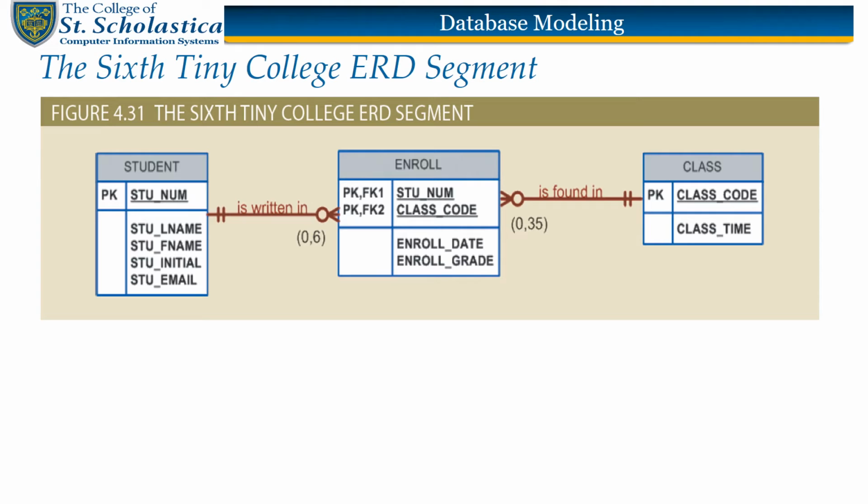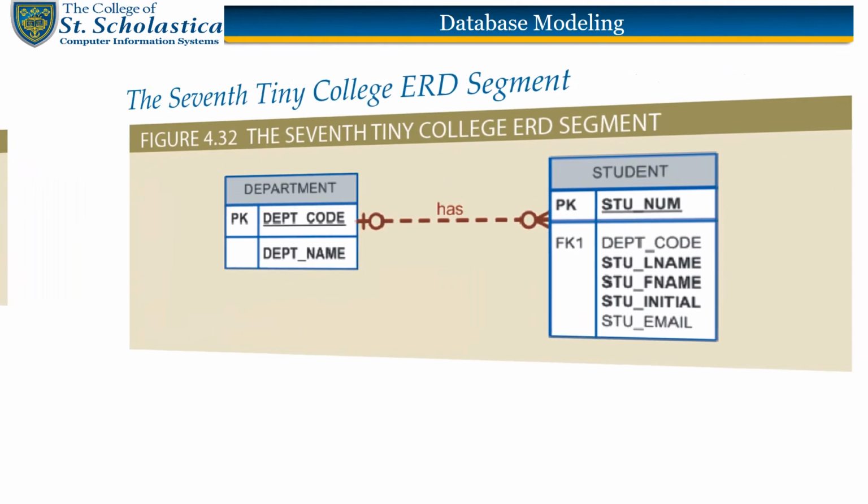However, note that the optional symbol is shown next to enroll. If a class exists but has no students enrolled in it, that class does not occur in the enroll table. Note also that the enroll entity is weak. It is existence dependent, and it is composite, or its primary key is composed of the primary keys of the student and class entities. You can add the cardinalities 0,6 and 0,35 next to the enroll entity to reflect the business rule constraints.